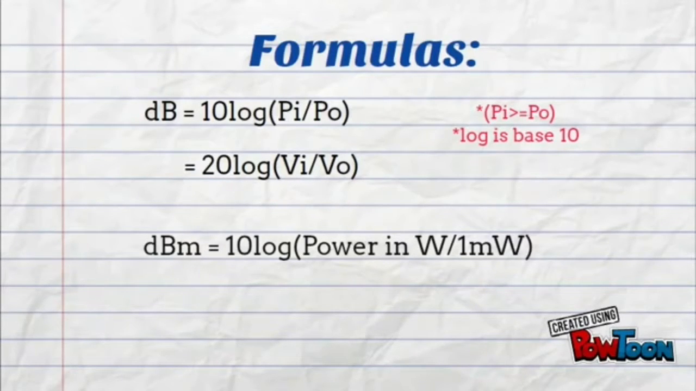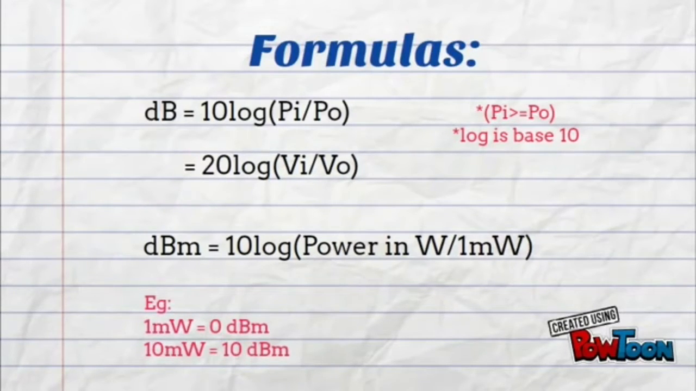Lastly, you can also calculate the dBm using this formula. dBm is a specific unit of power in decibel when referenced to 1 milliwatt. For example, when I use the value 1 milliwatt, the answer will be 0 dBm. When it is at 10 milliwatt, it is at 10 dBm.